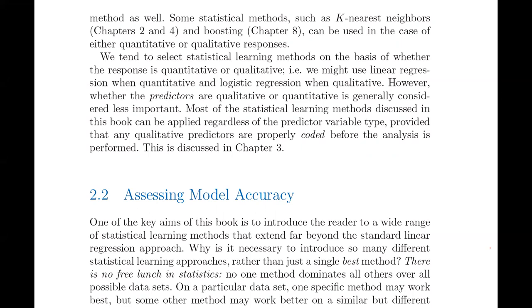So we may use linear regression when quantitative, and logistic regression when qualitative. So the nature of the data, the variable that we're trying to predict, that's already going to influence the type of model that we would even consider using. However, whether the predictors, the inputs, are qualitative or quantitative is generally considered less important. Most of the statistical learning methods discussed in this book can be applied regardless of the predictor variable type, provided that any qualitative predictors are properly coded.